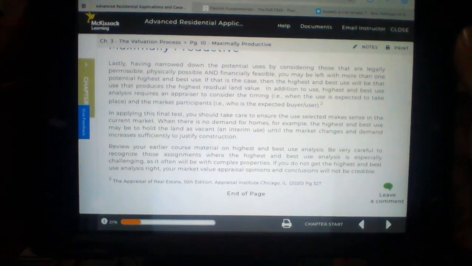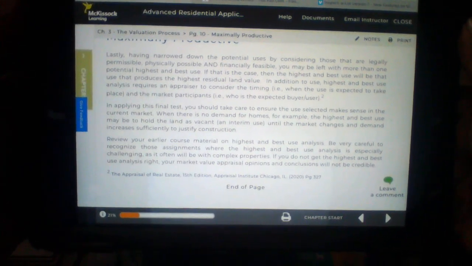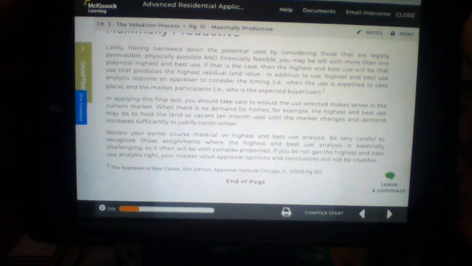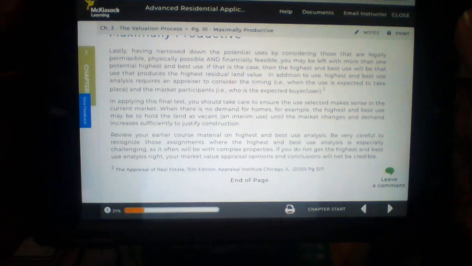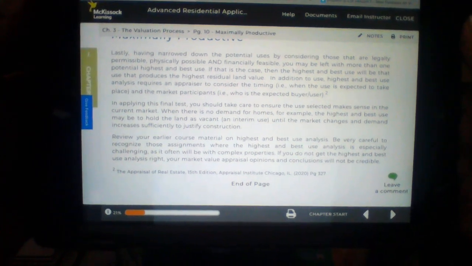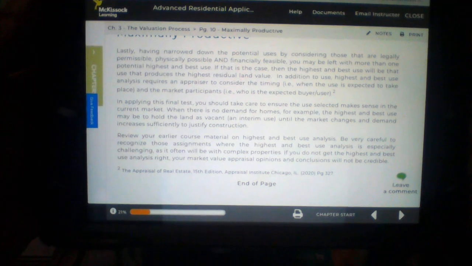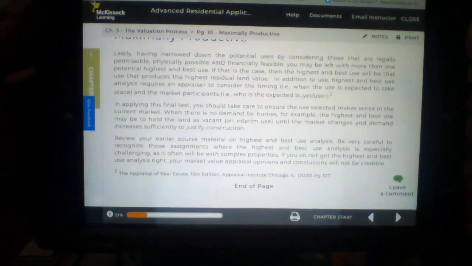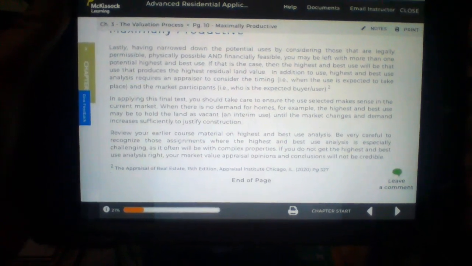Review your earlier course material on highest and best use analysis. Be very careful to recognize those assignments where the highest and best use analysis is especially challenging, as it often will be with complex properties. If you do not get the highest and best use analysis right, your market value appraisal opinions and conclusions will not be credible. End of page.